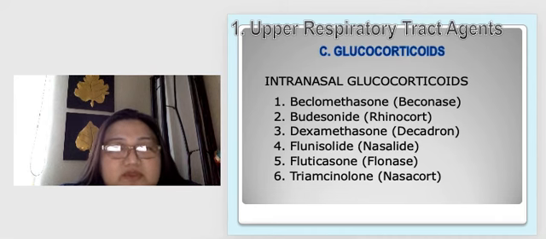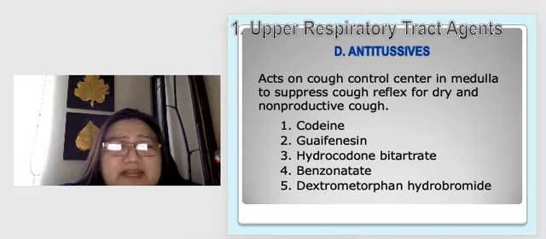Budesonide, dexamethasone, flunisolide, fluticasone, and triamcinolone. Ang mga gamot na ito ay pwedeng ibigay as spray or pwede rin naman via nebulization or nebulizers. Next are antitussives. Antitussives acts on cough control center in medulla to suppress cough reflex. Now, when you take antitussives, it suppresses cough reflex, but remember that the cough is an important reflex para ma-eliminate or ma-secrete ang mucus secretions.